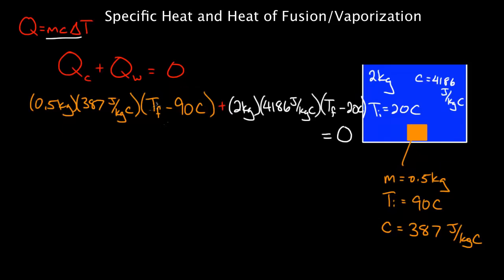You've got this big equation. You've got your unknown hidden in here. Is this solvable? Yeah, it's solvable. Look, you've only got one unknown. The unknown is T final. These are both the same variable. This is the temperature at which the water and copper are going to meet.